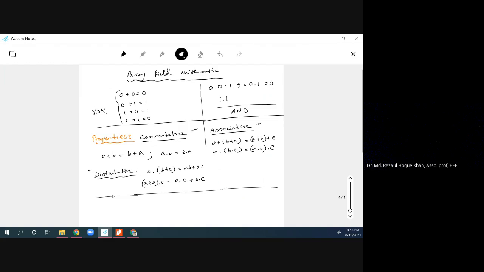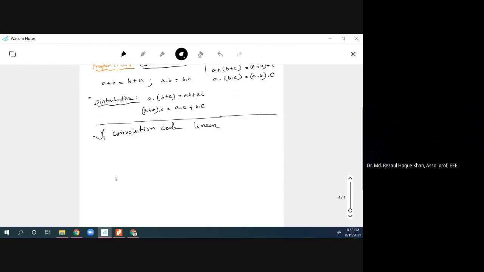So the question is: is a convolution code a linear code? If yes, then the operation is very easy. For that we assume... Okay, how do we know whether it's linear or not?